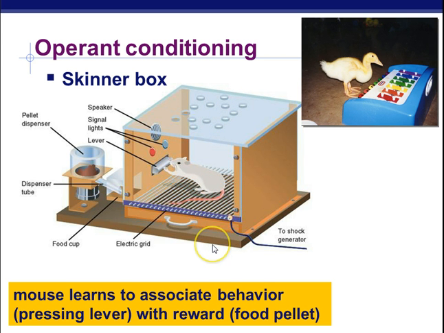The mouse learns to associate the behavior. So you maybe signal a light or some kind of sound, some kind of stimulus, and then you want the mouse to press the lever after it sees something. And if it presses the lever after the correct stimulus, you reward the mouse with food. If the mouse does something wrong, shock generator. And it's not horrendously cruel shock. It's not like electrocuting the mouse. It's just a little buzz. And that's how the Skinner box works.